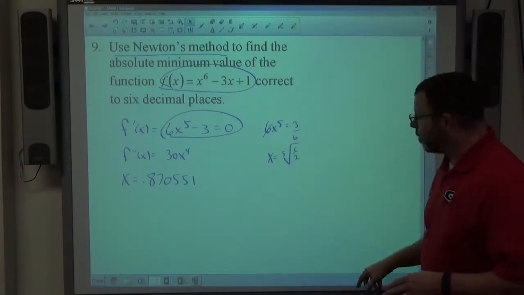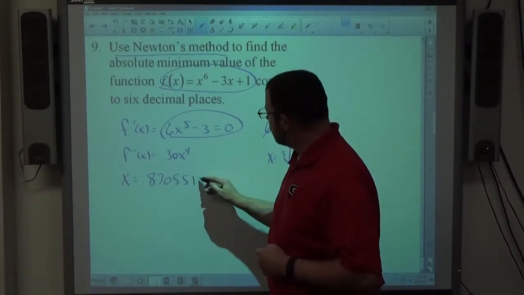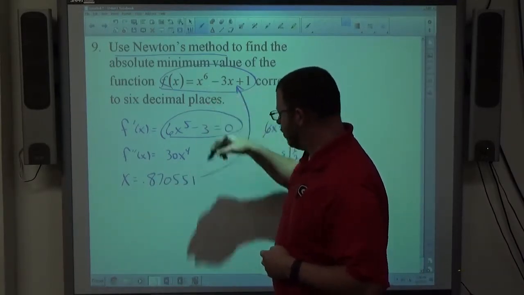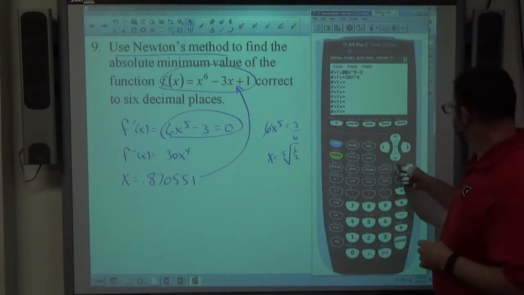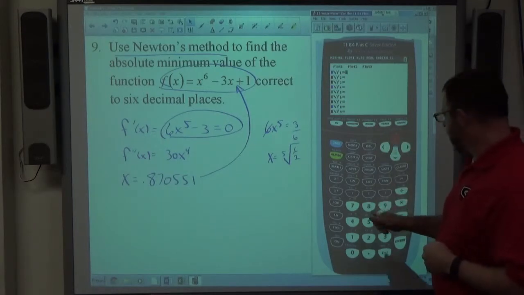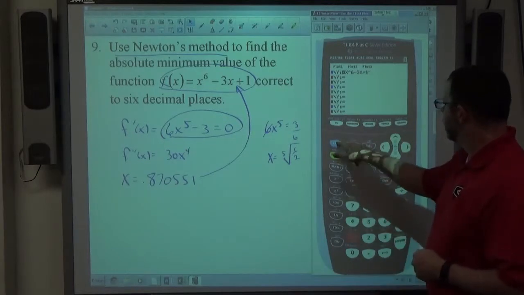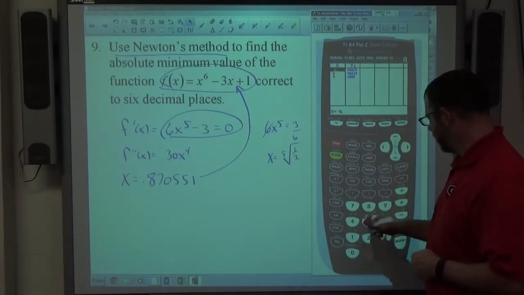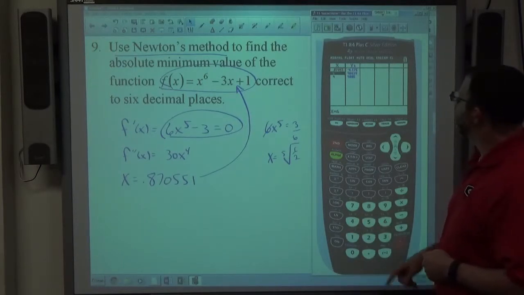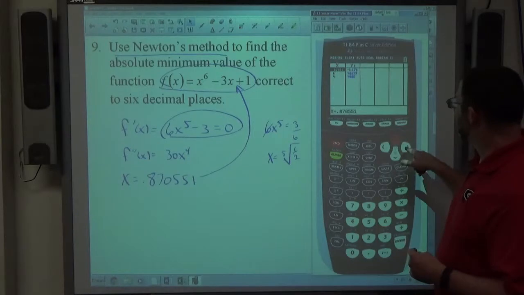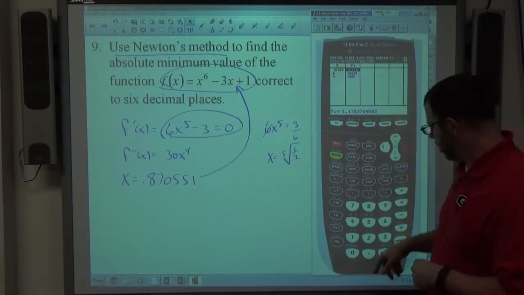The last thing I need to do, though, is find the absolute minimum. So this is where it occurs. That's the critical number. The actual minimum value, we have to put it back into the function itself in order to evaluate it. I don't have the function itself typed in, so I'm going to clear those out. And I'm going to type in x to the 6th minus 3x plus 1. Go to the table and type in 0.870551. And the minimum value says correct to 6 decimal places, so I have to put the cursor on top of that so I can see all those.